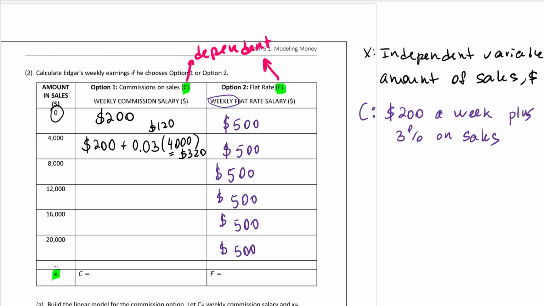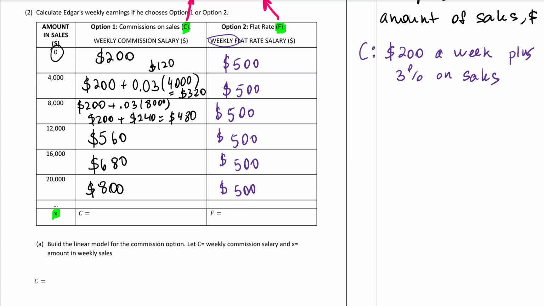Alrighty, how about $8,000? How much would he make? I'll give you a moment. Okay, so let's review. It's $200 plus 3% on 8,000. So that will give him $200 plus an additional $240 in commission. So it's $480. Okay, so hopefully you get the idea. I'll give you a moment to fill this all out, and in a second you'll get all of the entries on your screen. Alrighty, so now you see all the entries: 200, 320, 480, 560, 680, and 800.